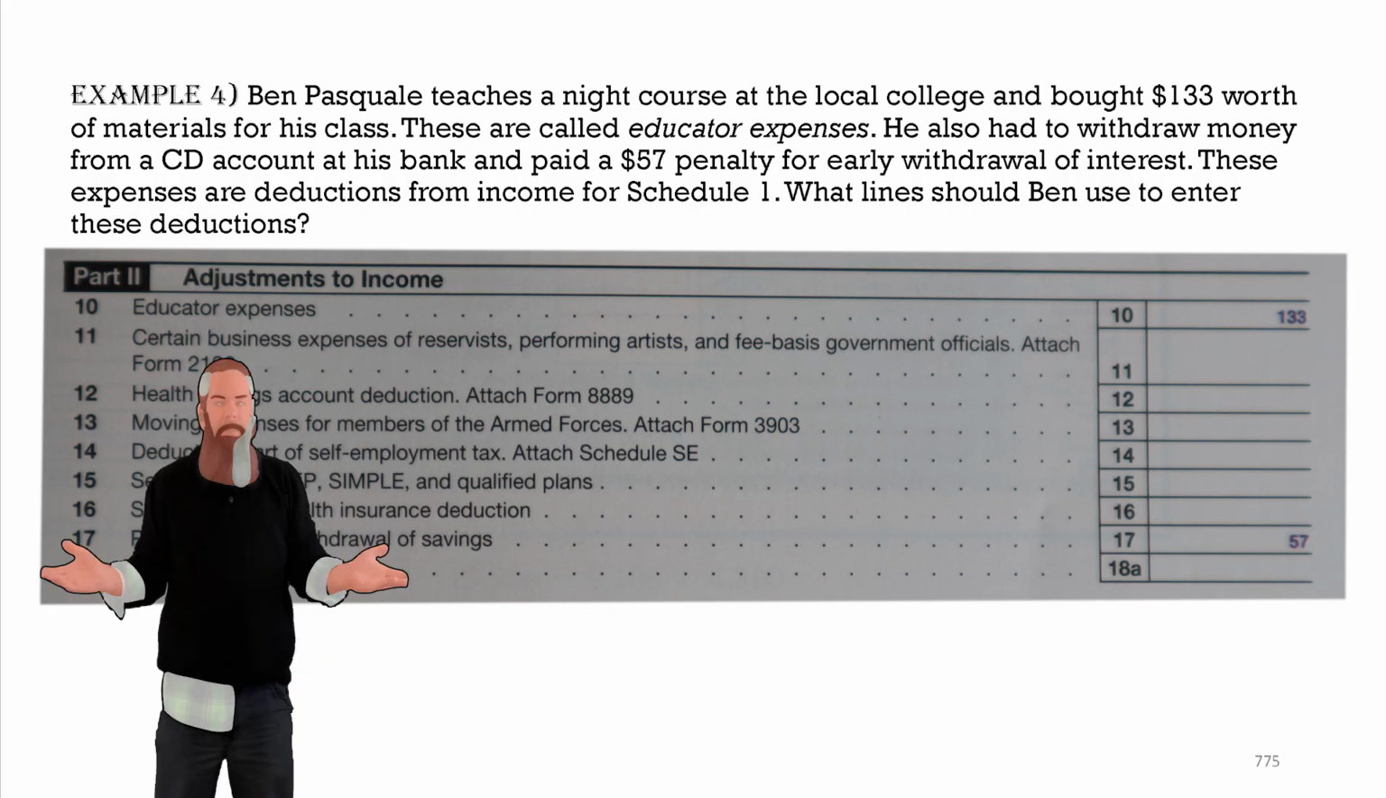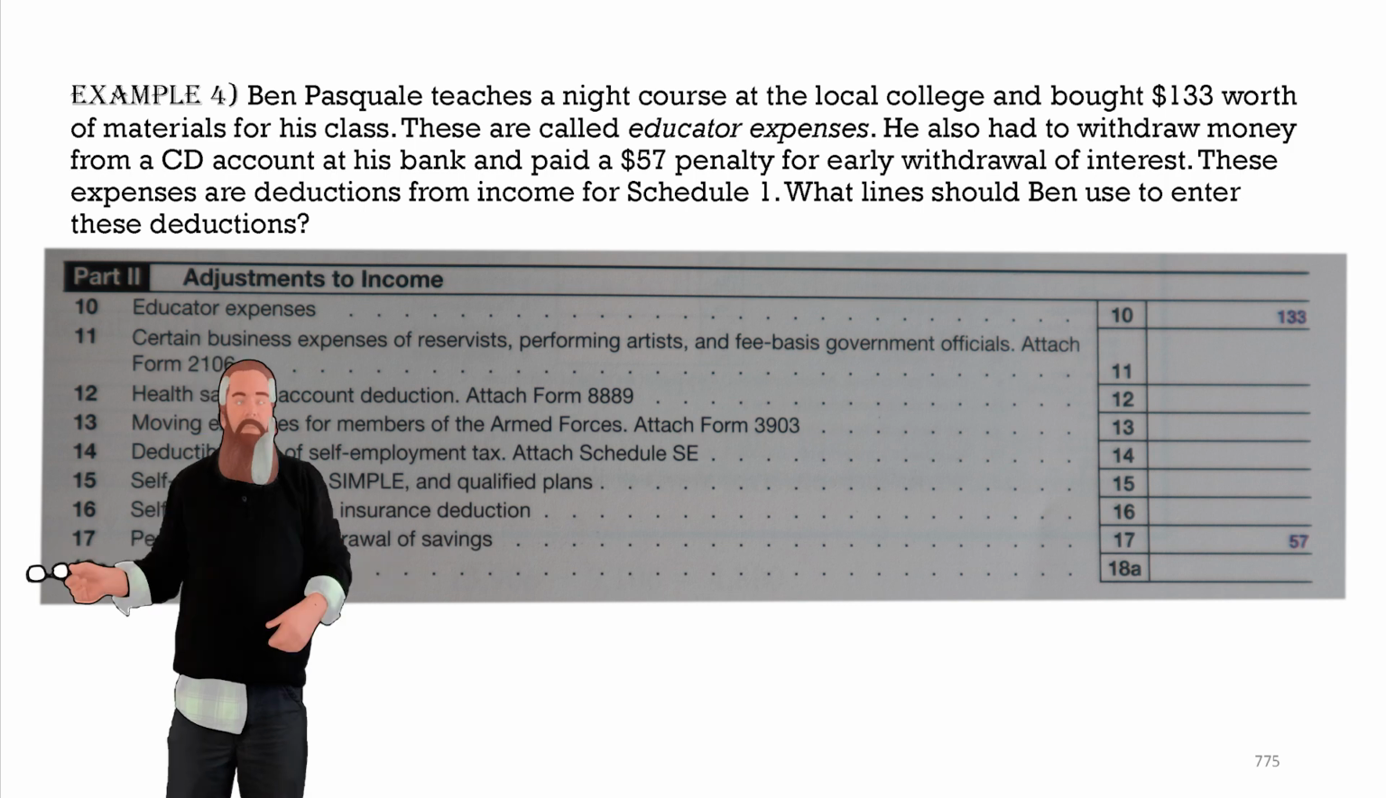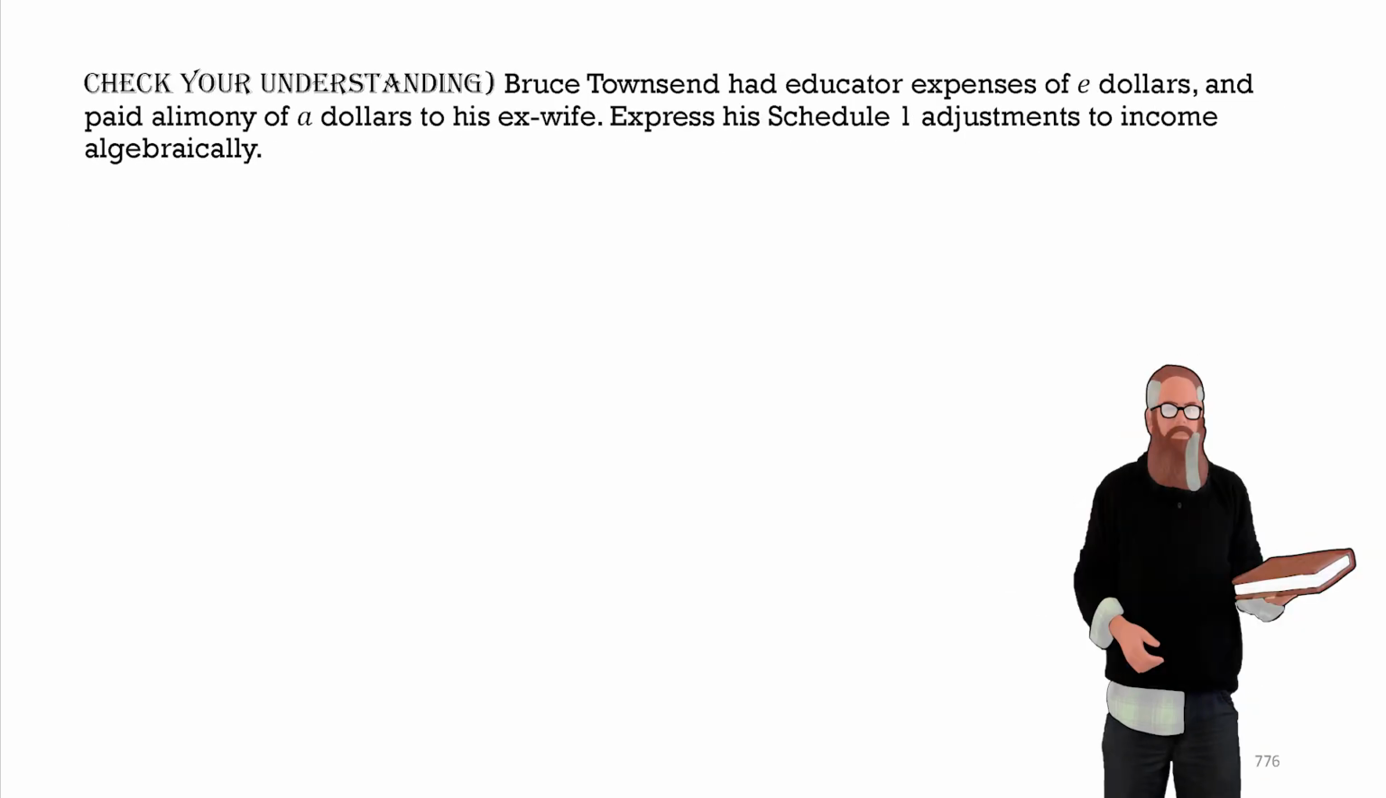Ben needs to read each line in the adjustments to income section of Schedule 1. He finds line 10 and enters his educator expenses. Line 17 is where he enters the penalty on early withdrawal of savings. Let's check our understanding of this.